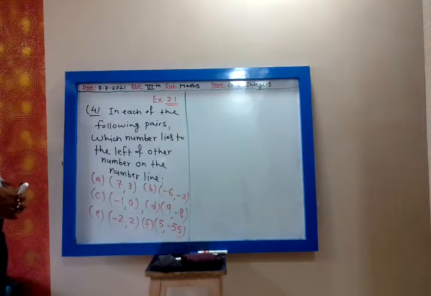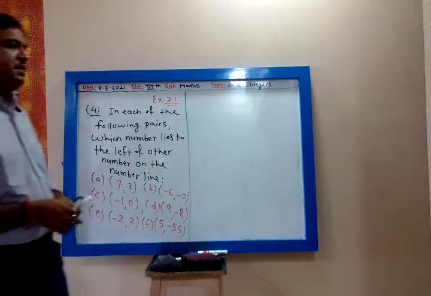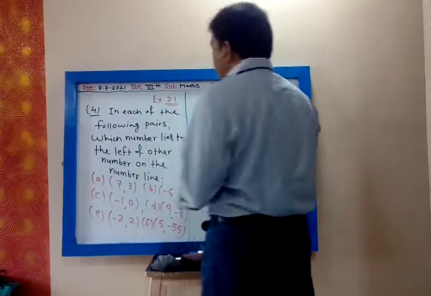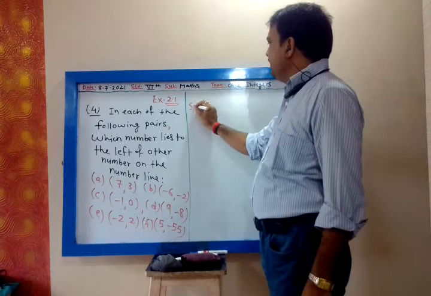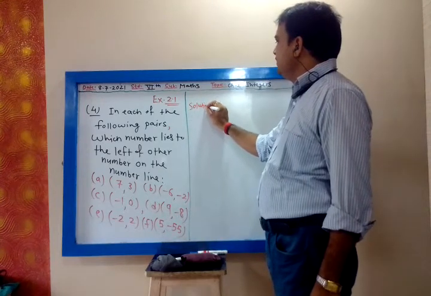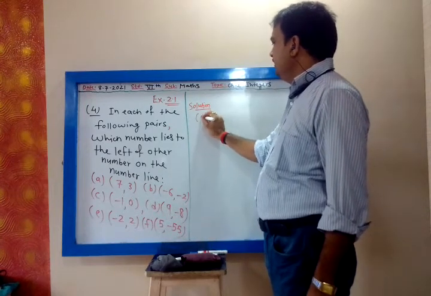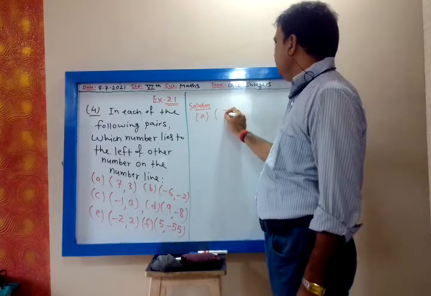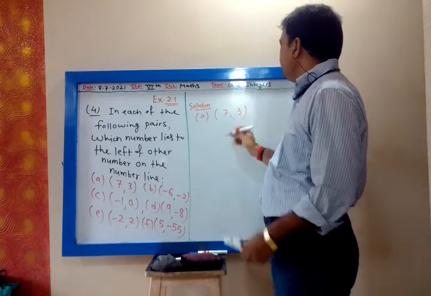So A, B, C, D, E, F. Using the number line you have to show this part. So let me solve this. Let me solve A, 7, 3. There are two numbers given, 7 and 3.